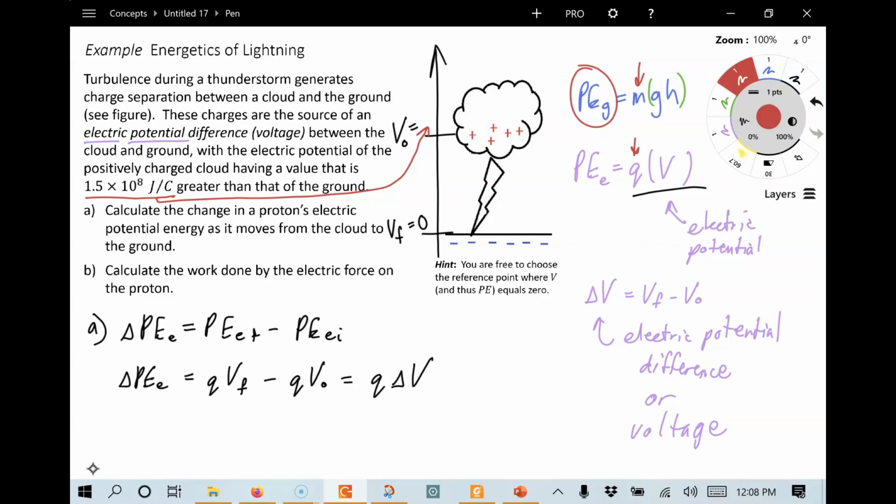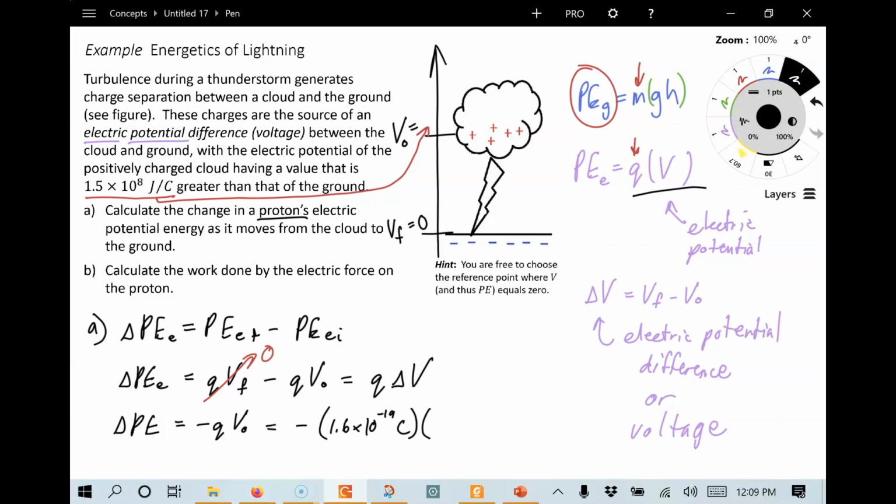In this case, the final is equal to 0, right? I'm going to put that to 0. So we got a simpler equation now. It's just going to be delta PE is equal to minus Q V0. We have all these numbers, so we got a negative. Q in this case is a proton, right? So that means positive 1.6 times 10 to the minus 19th coulombs. The electric potential at the initial position, it's this number here, 1.5 times 10 to the 8th joules per coulomb. Notice that you multiply that by a charge, the electric potential, and it turns into an electric potential energy.